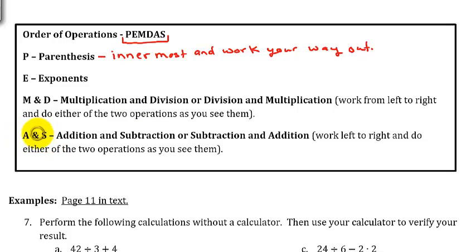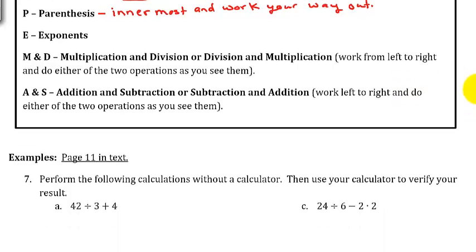Same with addition and subtraction. You do whichever of these two operations you see first. So again, I've listed it both ways, addition and subtraction or subtraction and addition. It just depends on which one you run into first. And you work again from left to right, and you do whichever of the two operations you come to first.